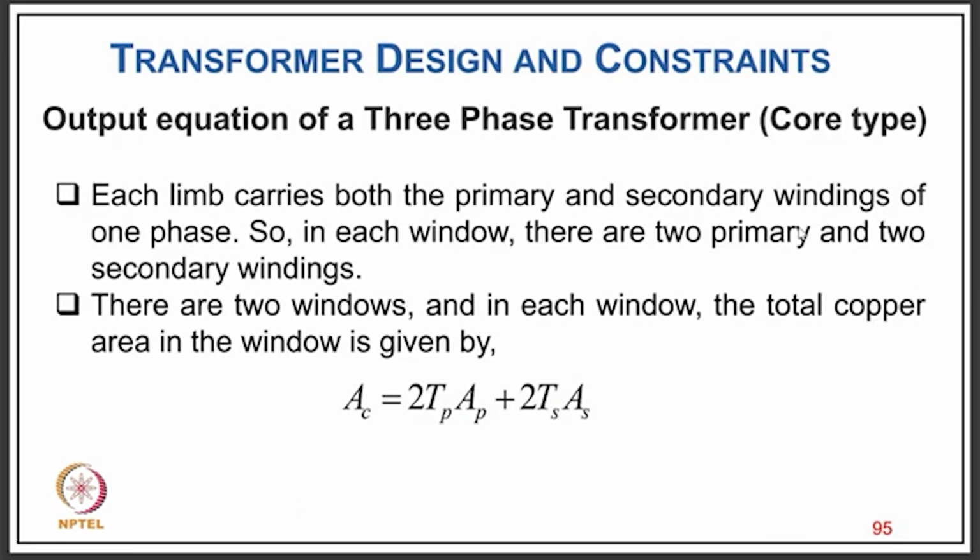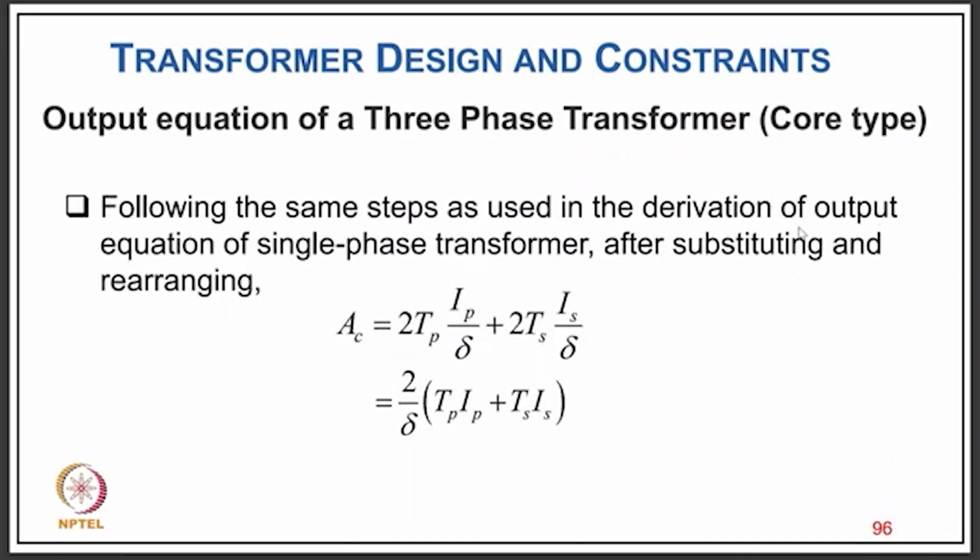Now coming to the output equation of a 3 phase transformer of core type, each limb carries both primary and secondary winding of one phase. So in each window there are 2 primary and 2 secondary windings, and there are 2 windows. In each window, the total copper area is given as Ac equal to 2 Tp ap plus 2 Ts as.